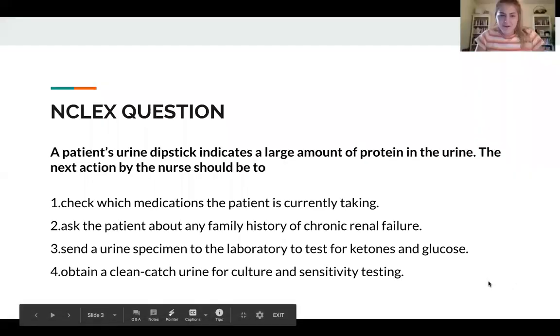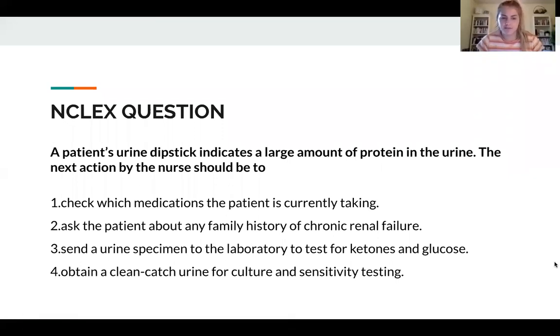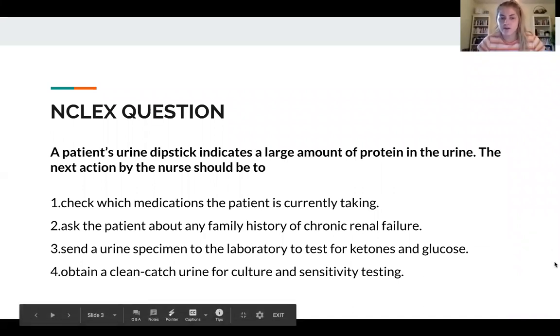So now we have our first NCLEX question. I'm going to read the question and then you can pause the video to read the answers and jot down what you think the answer is. A patient's urine dipstick indicates a large amount of protein in the urine. The next action by the nurse should be to.